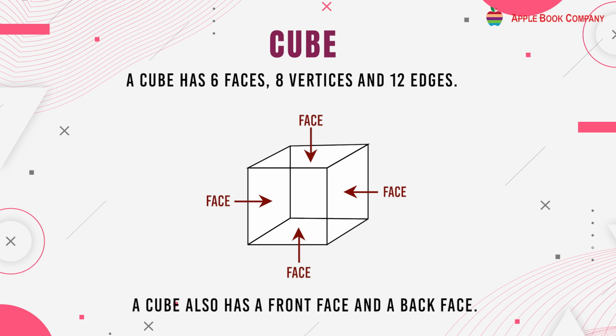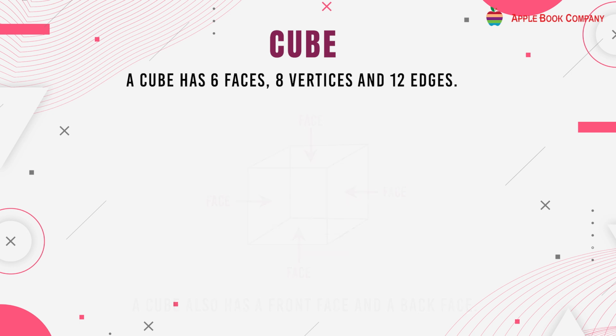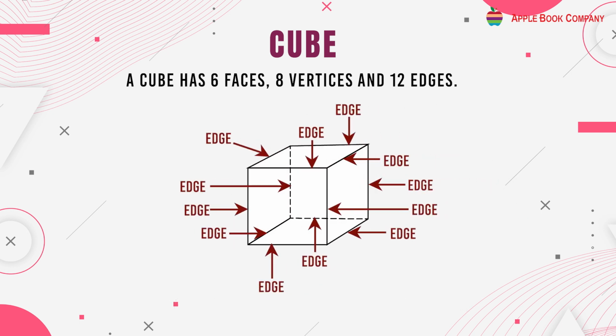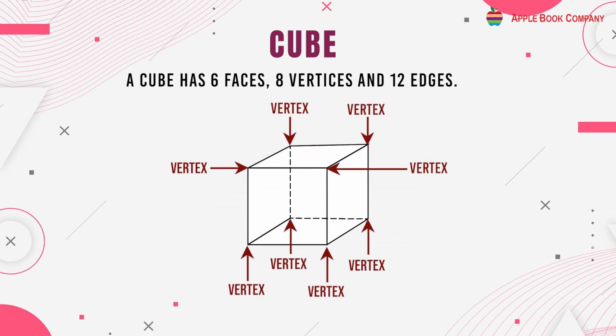So you can see the pictures, children. Okay, 4 are being shown and other 2 are front and back. Then you have 12 edges and the vertex you have 8.